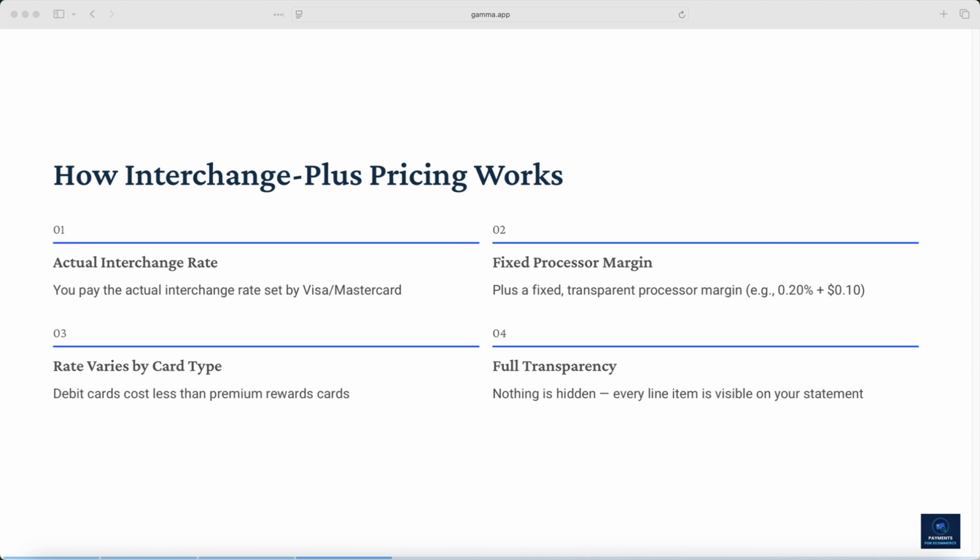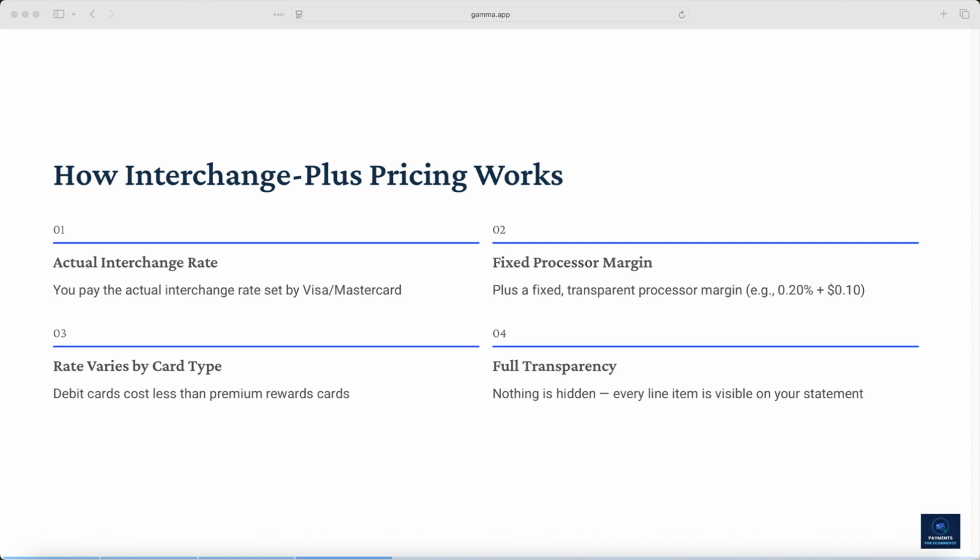Interchange-Plus works on a completely different logic. Instead of charging you one blended rate, the processor passes through the actual interchange costs, and that's, again, the real cost of the transaction as set by Visa or MasterCard, and then adds their own fixed margin on top. So if a debit card costs 0.8% to process, you pay 0.8% plus, say, 0.2% and 10 cents. If a premium rewards card charges 2.1%, you pay that 2.1% plus that same fixed margin of 20 basis points and 10 cents. The processor's margin never changes. Only the underlying interchange cost varies.